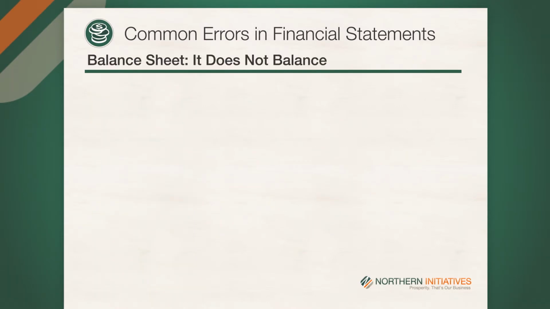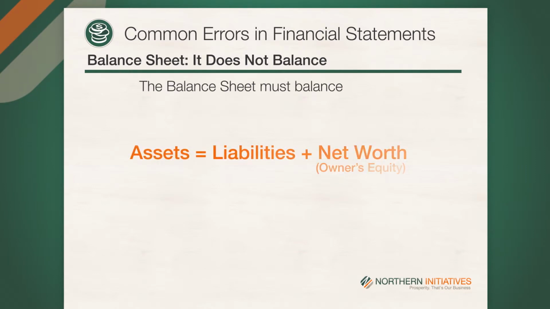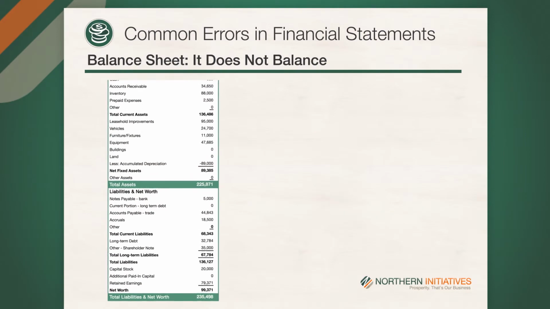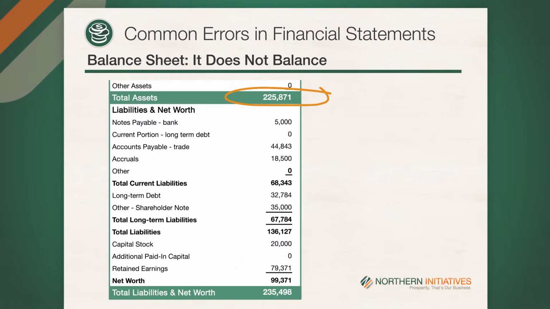The balance sheet must balance. The first step is to check to see if the total assets are equal to the total liabilities and net worth. Now remember, assets are purchased in order to generate sales for the business. Liabilities and net worth report how the assets were purchased, either with borrowed money or equity. In our case study, we see that total assets does not equal the total liabilities and net worth. The balance sheet does not balance, so we know there are entries that must be corrected.